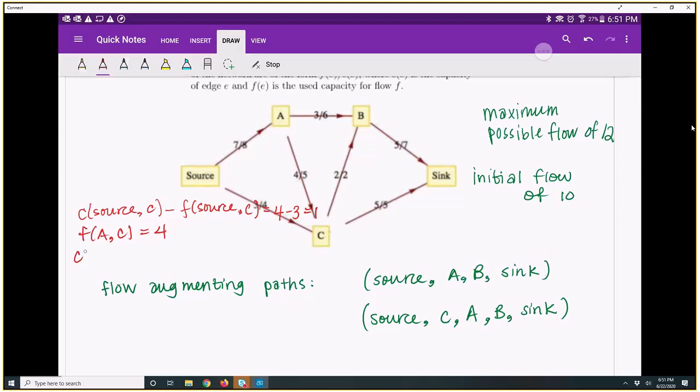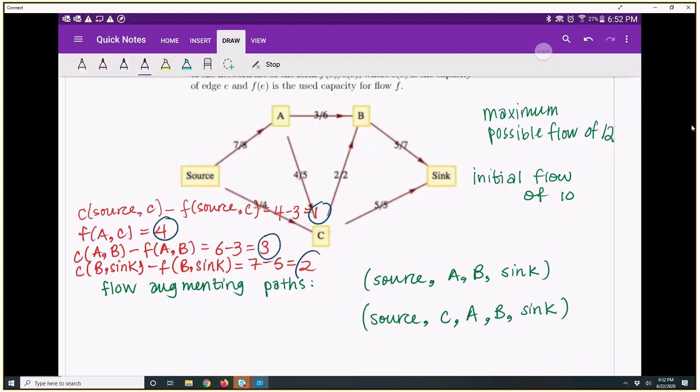Then I'm looking at the weight or the capacity from A to B minus the flow from A to B, which is 6 minus 3, which is 3. And then I'm looking at the capacity from B to sink minus the flow from B to sink, which is 7 minus 5, which is 2. And this is to determine how much I can send through this path.